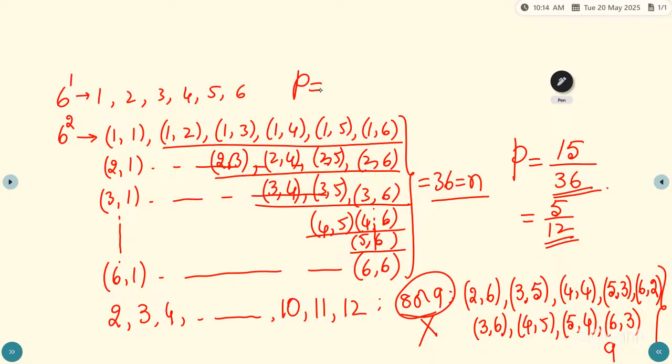Probability of not getting 8 or 9 is equal to 36 minus 9 by 36. What is it? 1 minus 1 by 4. What is it? 3 by 4.